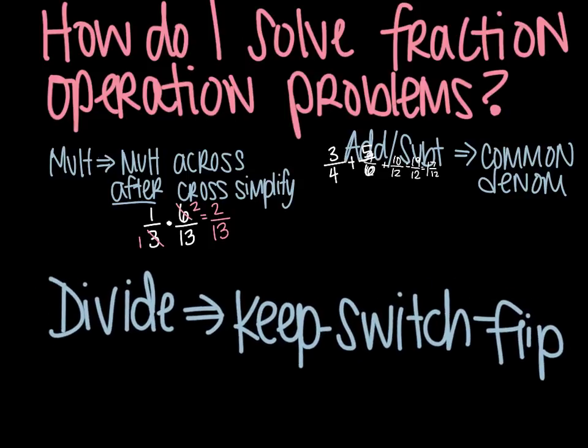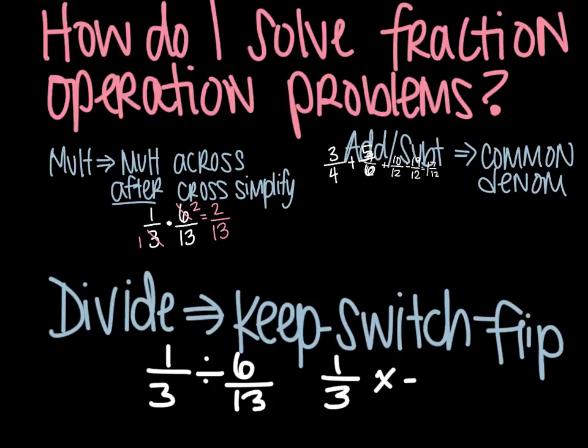Dividing. You want to keep, switch, flip. So you keep the first one. So if my example was 1/3 divided by 6/13, you would keep the first fraction, 1/3, switch to a multiplication sign, and then flip that second fraction. So it would become 13/6. Then you would look to cross simplify. In this one you can't, and 13/18 would become your final answer.